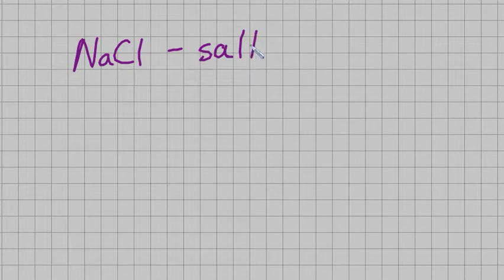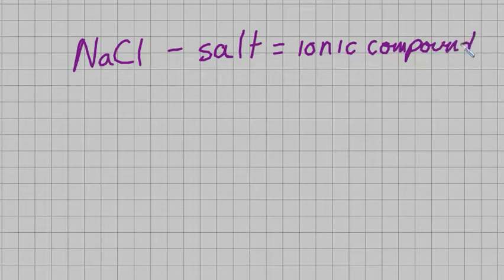Now, why is this important? Well, it's important because there really is no such thing as an NaCl, 1 sodium and 1 chlorine. Okay, NaCl is a salt. It happens to be table salt, but a salt equals an ionic compound. Anytime you're working with ions that get together, you have a salt.